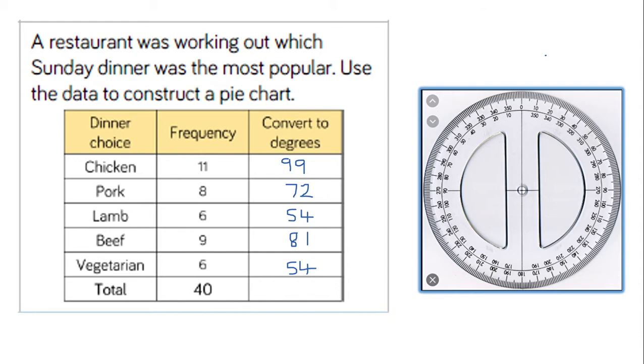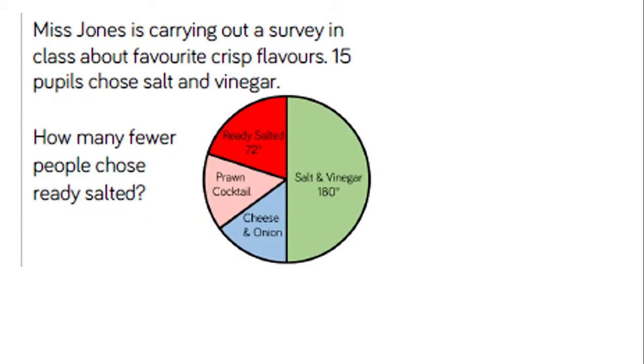So this is another question. A restaurant was working out which Sunday dinner was the most popular. Use the data to construct a pie chart. Okay, well, I've messed this up slightly and given you all the answers, but what I would have done to start with is I would have put the answer in the bottom there, which was 360 degrees, and then thought to myself, well, how am I going to go from 40 degrees to 360? Well, I'm going to times by 9. That's how we converted them all to degrees. I timed all of the parts by 9, so 11 times 9 is 99, 8 times 9 is 72, etc. And then once I've got the degrees, I can add them onto my pie chart.